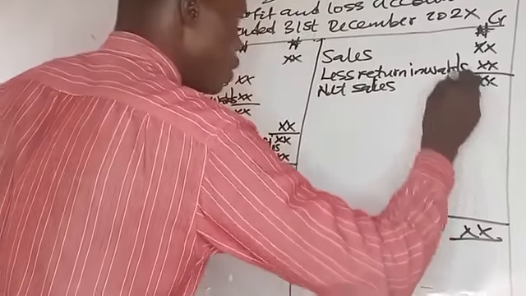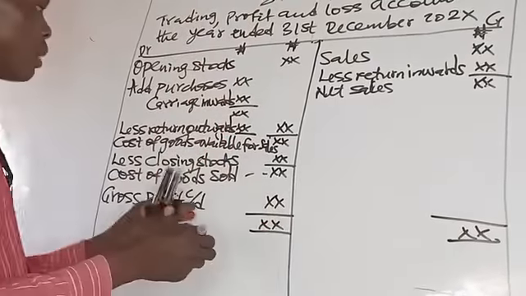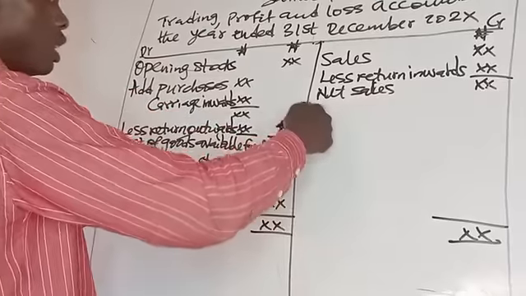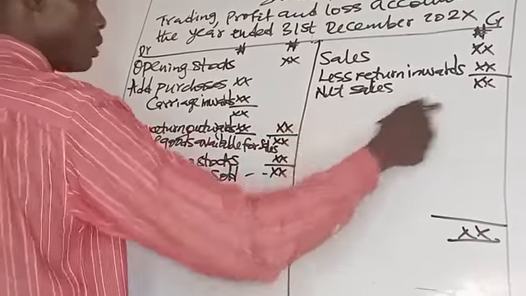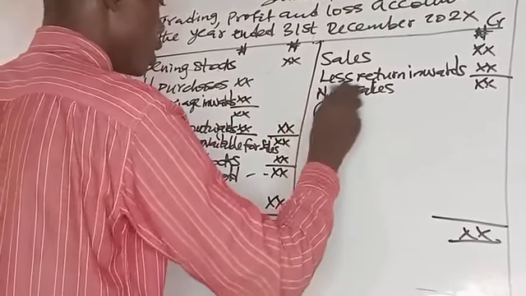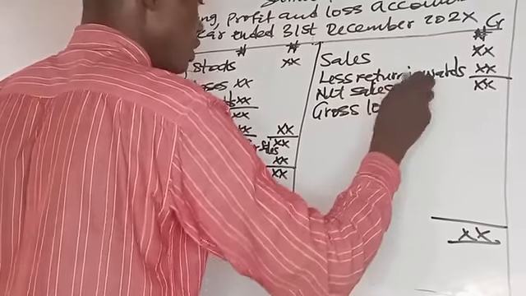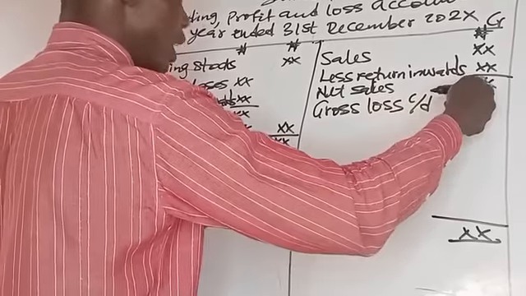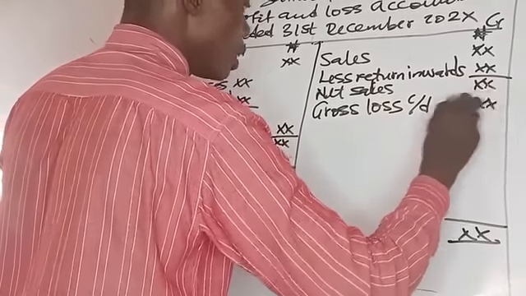The total, what you have here, will be brought down. But where this side is more than this side, if cost of goods sold is more than your sales, you arrive at gross loss here. So gross loss carried down. That is your cost of goods sold. If it is more than sales here, you arrive at gross loss.